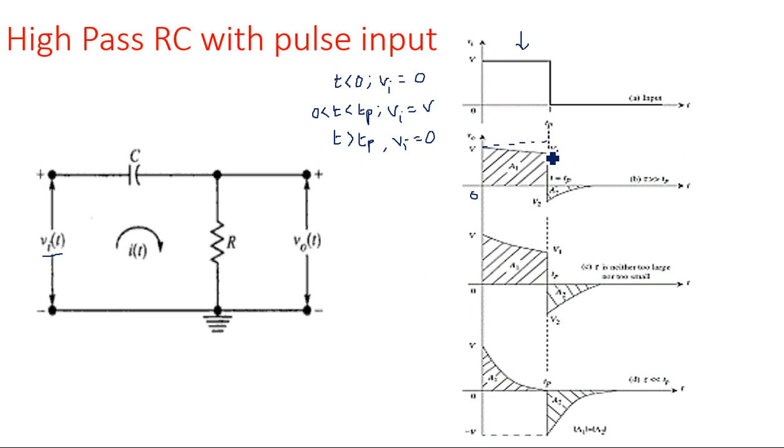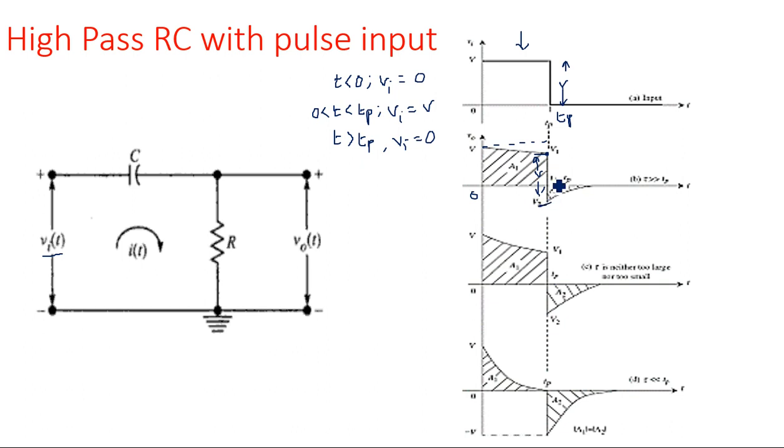Now as the output voltage decreases, in the meanwhile we have a sudden change in the input voltage at t equal to Tp. At this particular instant there is a sudden decrement of the input voltage by V volts. So the same change will also appear in the output, which is again V volts from here to here, and after that the output slowly goes to the steady state value, which is nothing but 0. Okay, so this occurs at t equal to Tp.